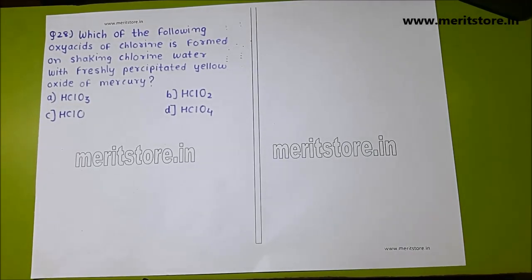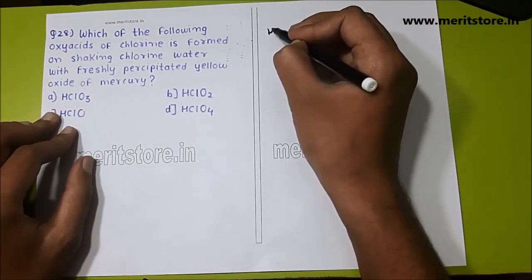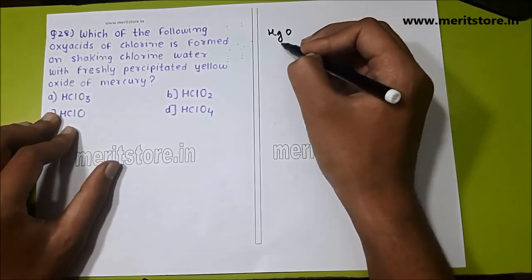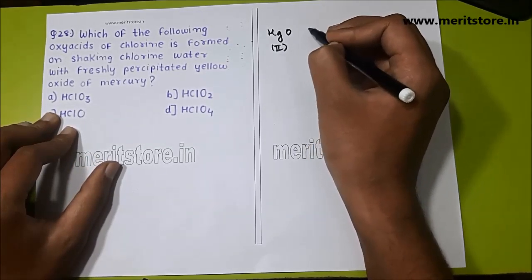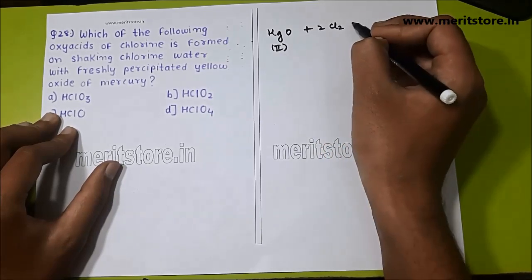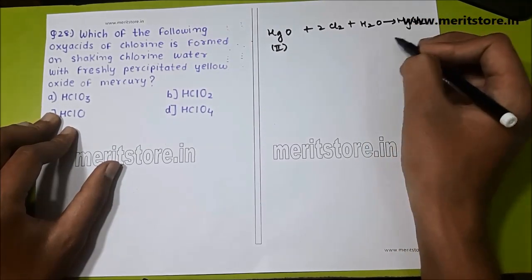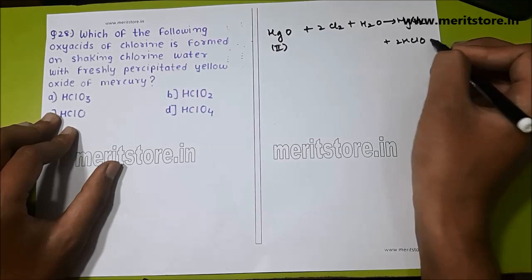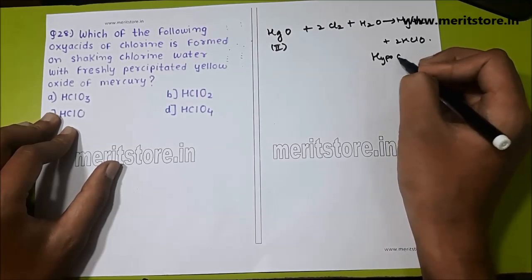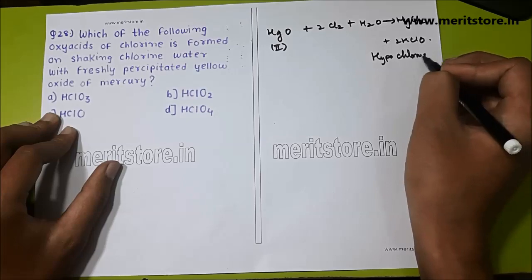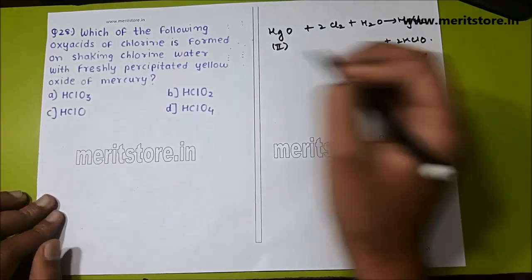Question number 28. Which of the following oxyacids of chlorine is formed on shaking chlorine water with freshly precipitated yellow oxide of mercury? A, HClO4; B, HClO2; C, HClO; D, HClO3. When mercury oxide HgO, which is in +2 oxidation state, reacts with 2 moles of chlorine plus water molecule, it will give HgCl2 plus 2HClO. This is hypochlorous acid. So option C is the correct option.